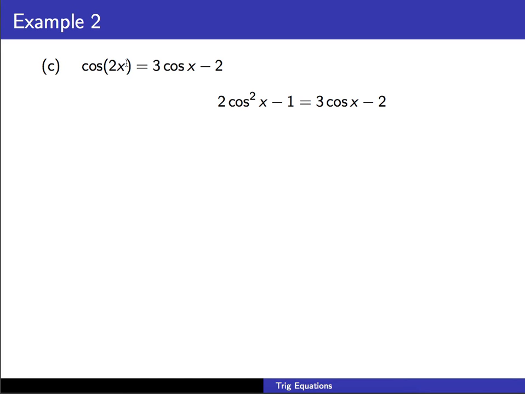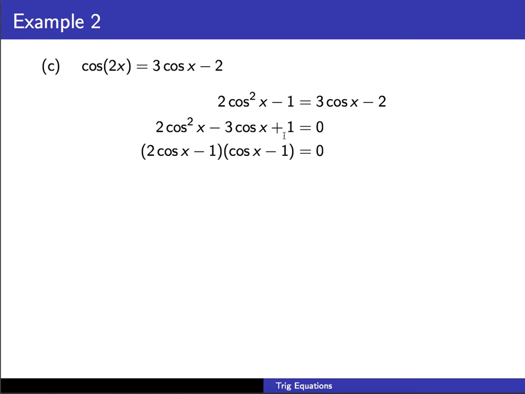But because we only want to have one trig function in an equation to deal with, if we can, we're going to use 2 cosine squared x minus 1 as an identity for this double angle cosine. So using that, we get 2 cosine squared x minus 1 equals 3 cosine of x minus 2. So it is a quadratic equation. We want to get it equal to 0. Let's subtract 3 cosine x from both sides and add 2 to both sides. We get 2 cosine squared x minus 3 cosine of x plus 1 equals 0.